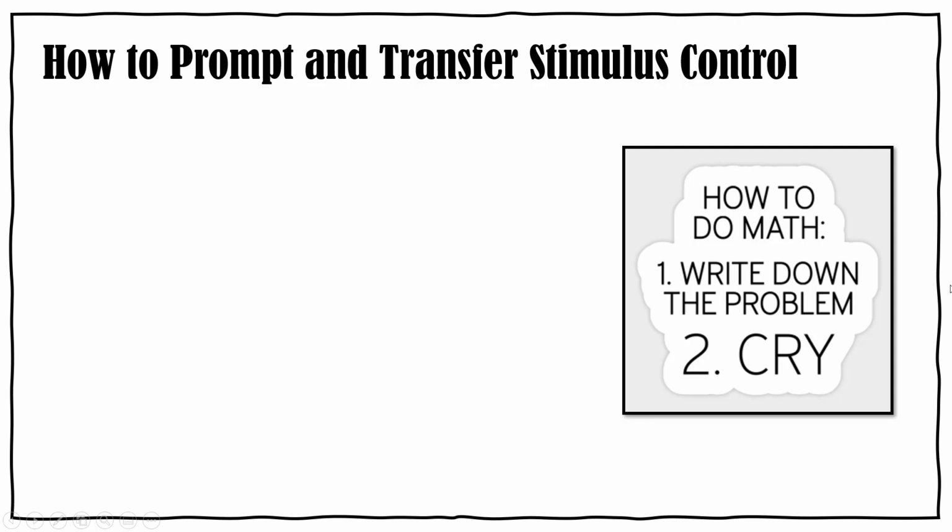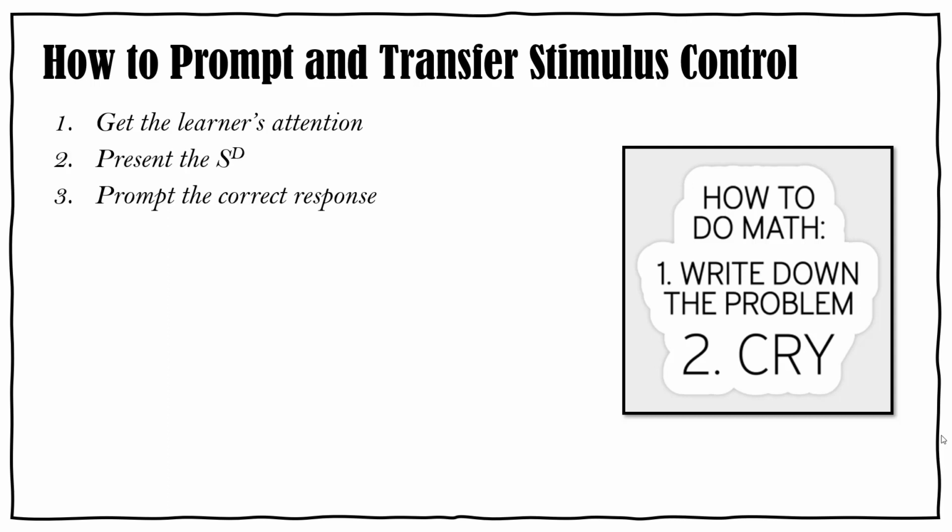Okay, so now let's put everything that we talked about in this video together. We're going to talk about how to prompt, how to transfer stimulus control from the prompt to the discriminative stimulus, and how to use differential reinforcement. So first thing you want to do is always get the learner's attention. Make sure that they're paying attention to you. You want to present the SD, for example, clap hands, and prompt the correct response depending upon where you are on the hierarchy. Say you're on the full physical prompt, you're going to do the full physical prompt and reinforce the correct behavior. So when you're just teaching, if they make a response to the prompt, you want to reinforce that behavior.